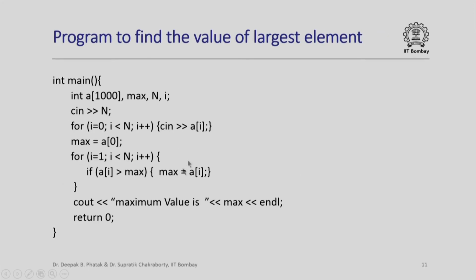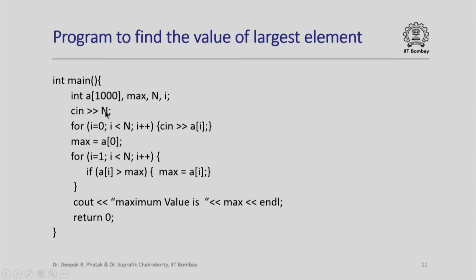Here is another example which finds the value of the largest element. You are familiar with how to find the maximum of given numbers. This time we read all the numbers in an array and then find the maximum. So, here is an example where an array A is declared with 1000 elements. We have a variable called max. N again is the number of elements whose maximum we wish to find. I is used here as a counter instead of count, but the effect is exactly the same.